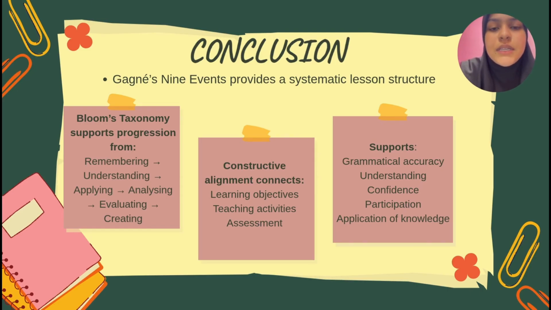To conclude, our lesson plan shows how Gagne's 9 events of instruction can provide a structured and meaningful learning experience for Form 1 students. Bloom's taxonomy helps students progress from basic understanding to applying their knowledge, while constructive alignment connects the learning objectives, activities, and assessment. Finally, the integration of behaviorist, cognitive, and humanistic theories supports students' accuracy, understanding, confidence, and also participation. Overall, this lesson helps students not only understand the simple past tense but also apply it in meaningful situations.